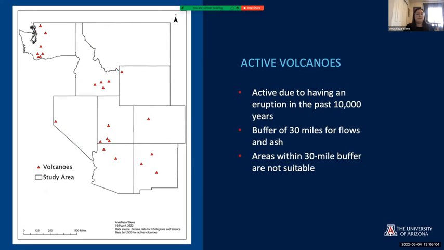Active volcanoes. These are all active volcanoes, and they're considered active as they had an eruption within the last 10,000 years. All volcanoes were treated the same, even though they're not all necessarily the same, but they all have a buffer of 30 miles to account for lava flows and ash fall. Anything within that 30-mile buffer was also not suitable.